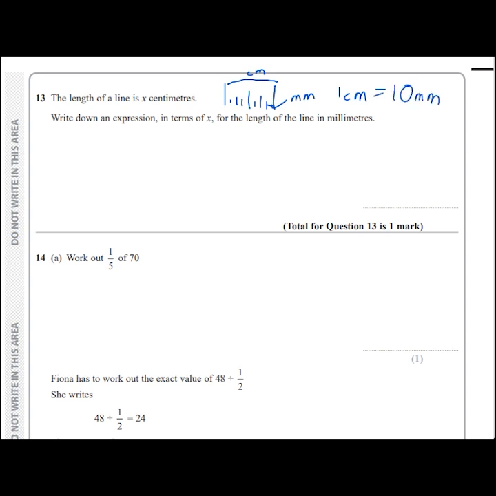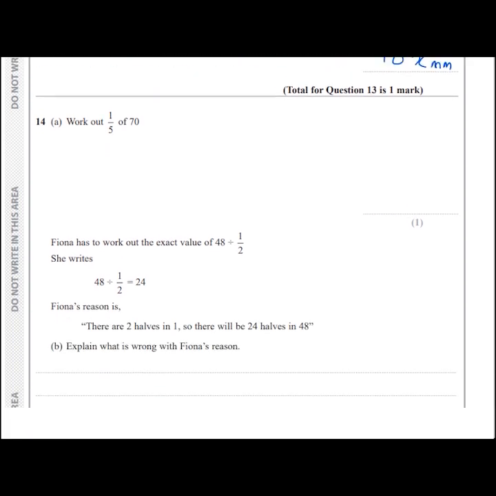So if the line is x centimetres long, well, each centimetre is 10 millimetres, so it's 10 times more millimetres. So we'll have 10x millimetres. And remember, units are always a great idea to have. So 10x millimetres, and that's our answer for question 13.